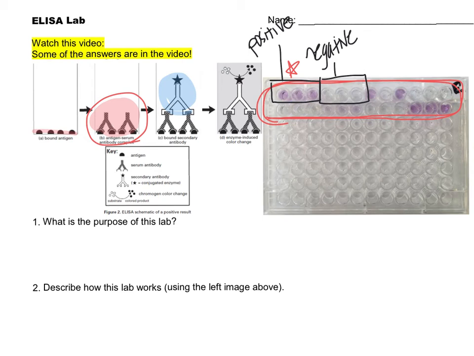After that, I have several patients. I have 3 wells that represent patient A. I have 3 wells that represent patient B, 3 that represent patient C, 3 that represent patient D, 3 that represent patient E, and 3 that represent patient F. In each of the 3 wells for each patient, the sample was tested in triplicate, meaning 3 times.